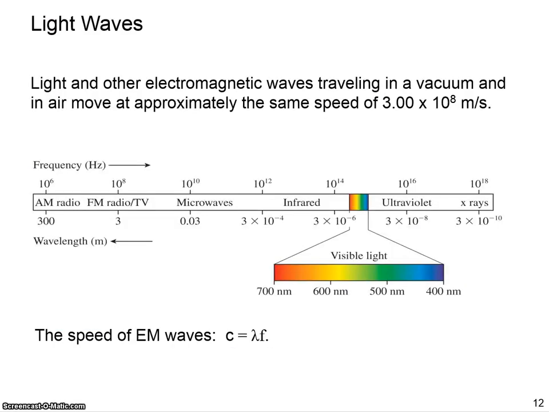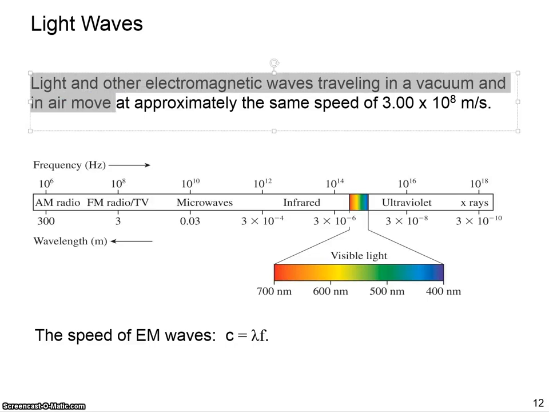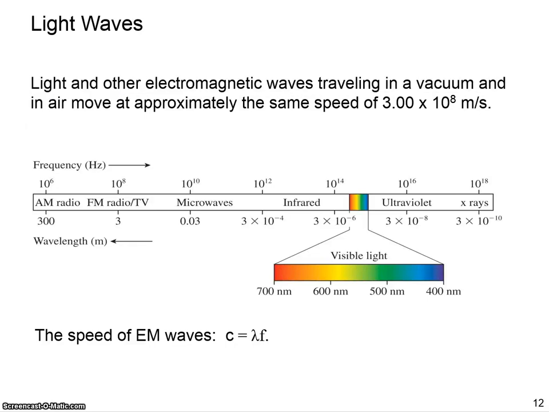Well, let's now talk about light waves. Light is an electromagnetic wave. Light is a type of electromagnetic wave, as we've mentioned before, and it can travel in a vacuum, or it can travel in a medium like air or other things. And although there is a slight difference between the speed in air and a vacuum, we ignore that small difference and just say it approximately is the same at 3 × 10⁸ meters per second.